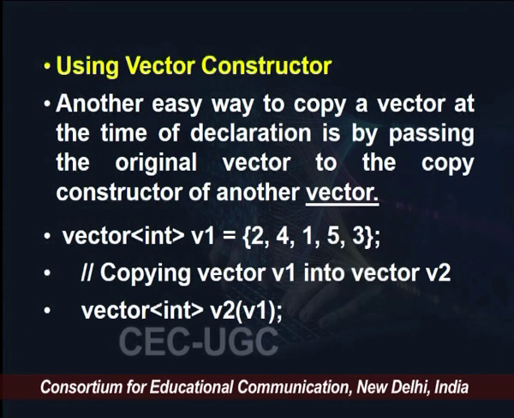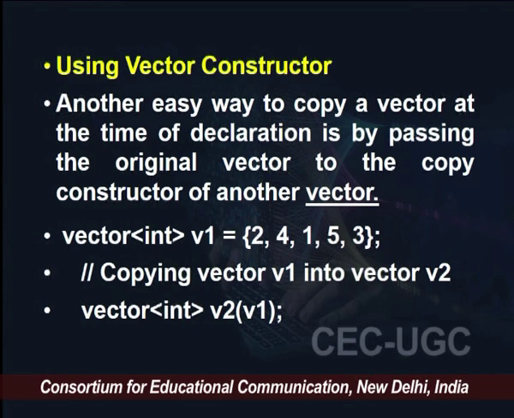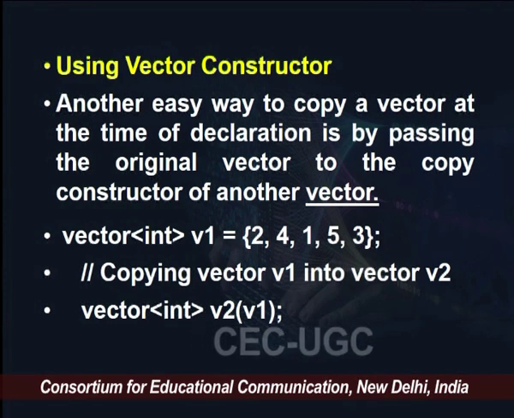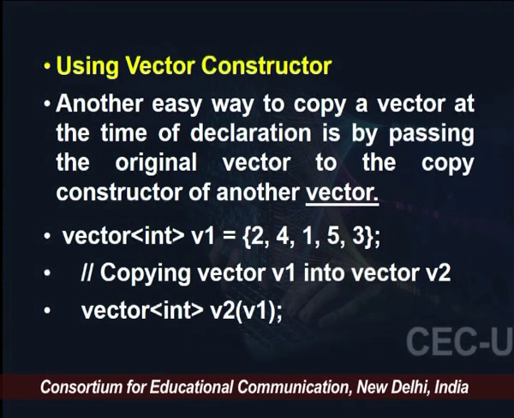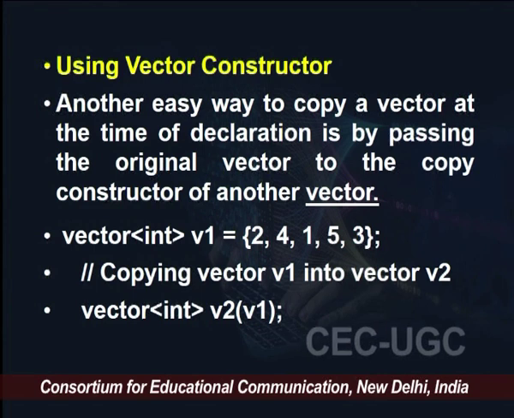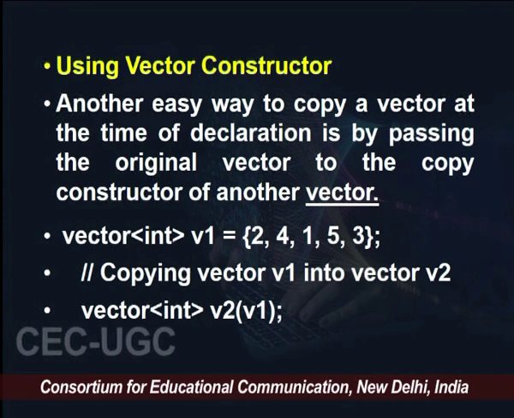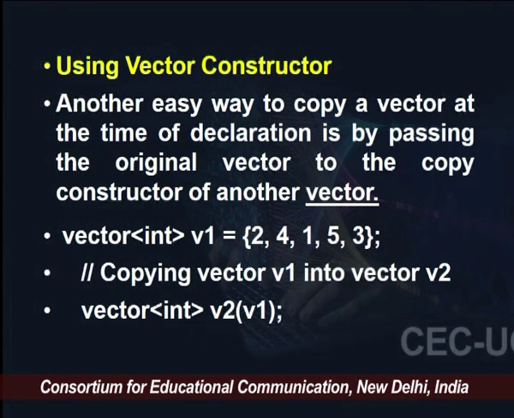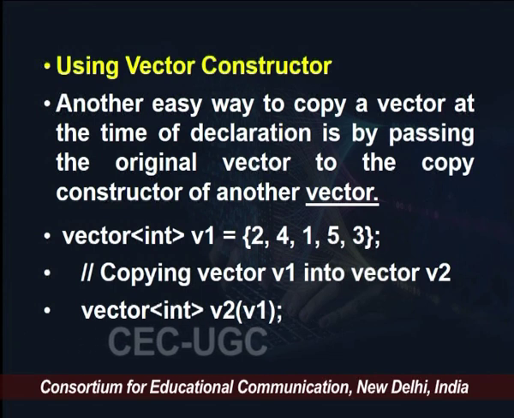And if we want to copy this v1 into v2, wherever we are going to declare this v2, within the constructor of v2 we are going to pass v1 as the parameter, as shown here. So, we have vector<int> v2 and within the brackets v1. Whatever contents of v1 are there will be copied into the vector v2 at the time of declaration only. So, whenever v2 is declared, it will be created with the elements of v1.